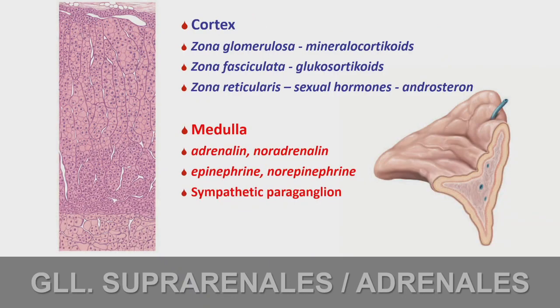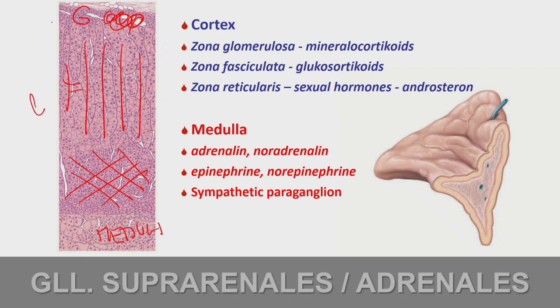So this is the structure. Again, we can see glomerular, so it forms some glomeruli. Then we have a fascicular, then a reticular, and here is medulla. And this is a cortex.